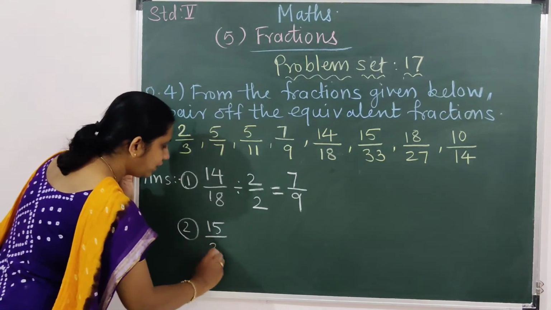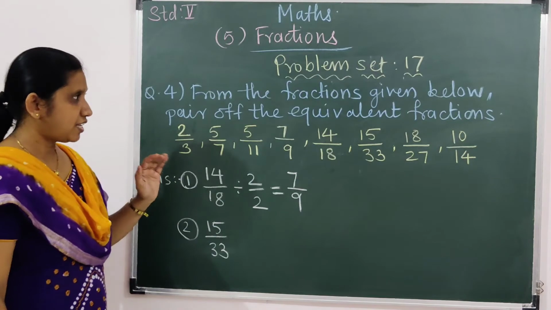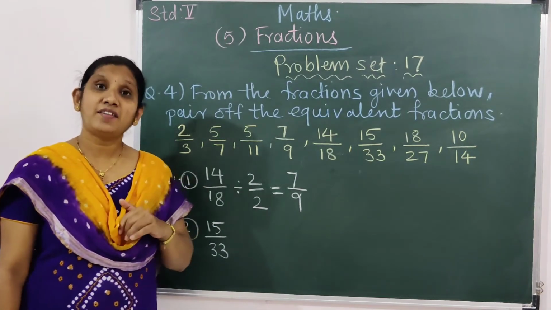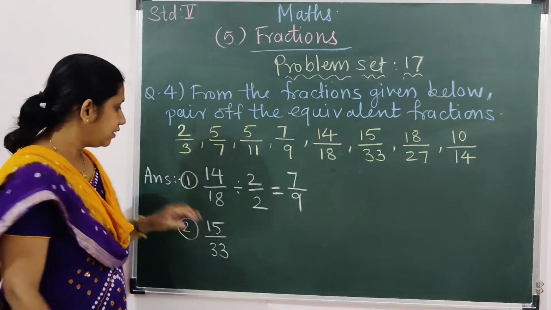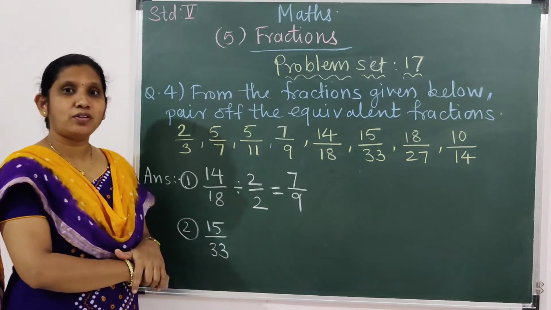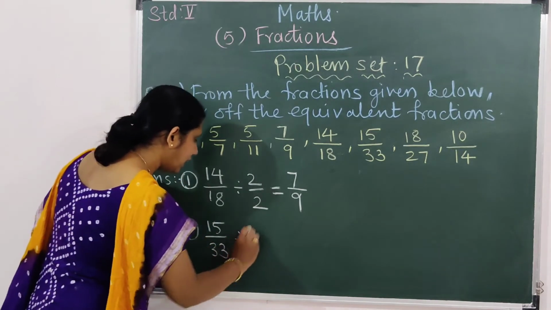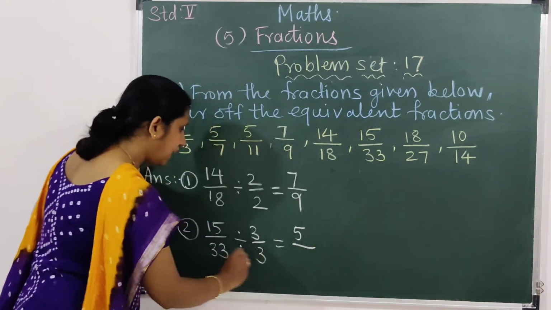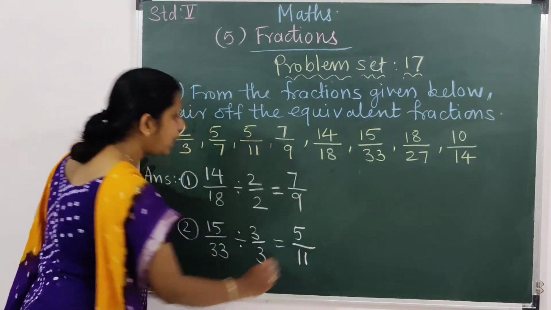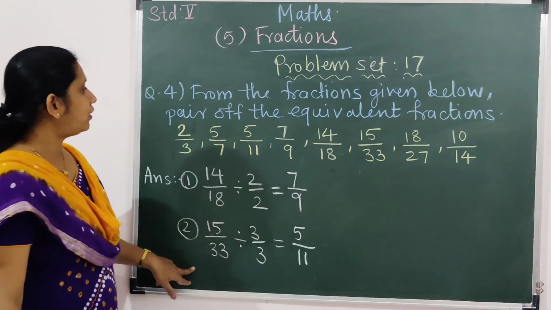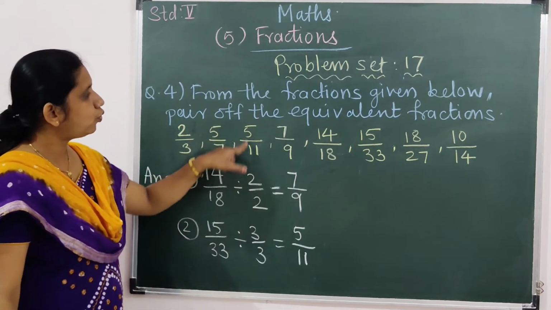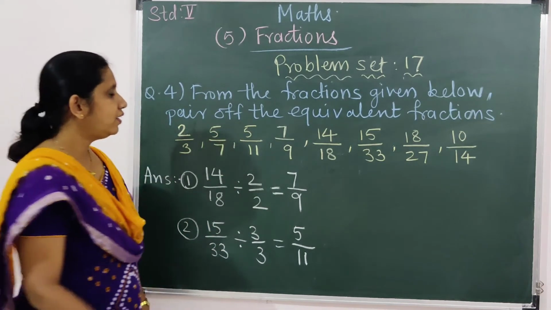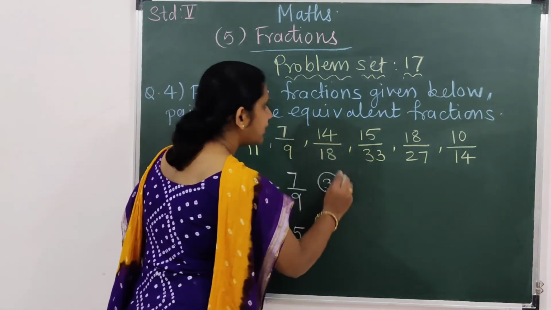15 upon 33. Yes, both the numbers are divisible by 3. 15 and 33, both the numbers are divisible by 3. 3 5s are 15, 3 11s are 33. So 15 upon 33 is equivalent to 5 upon 11. Now let's see the third one.